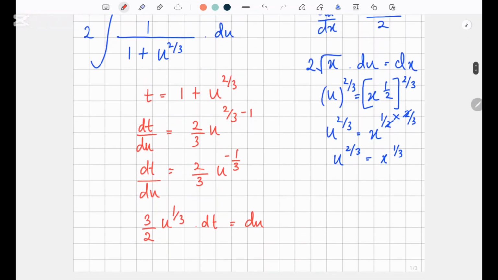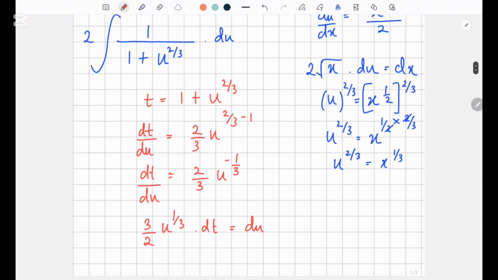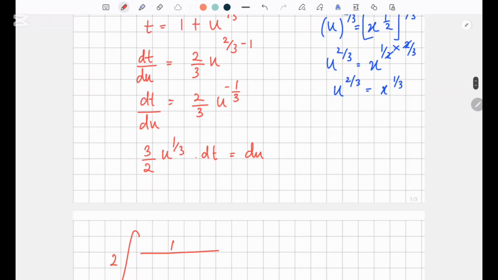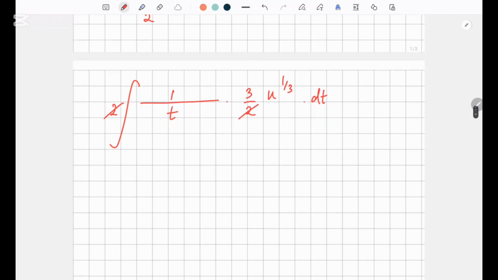So now you can put that in. So we have 2 into 1 over, oh, before going forward, so we had the substitution. So it's 1 over t into 3 over 2. You can see the 2's cancel off. U to the power 1 over 3 dot dt. So we'll have to find what u to the power 1 over 3 is, right?